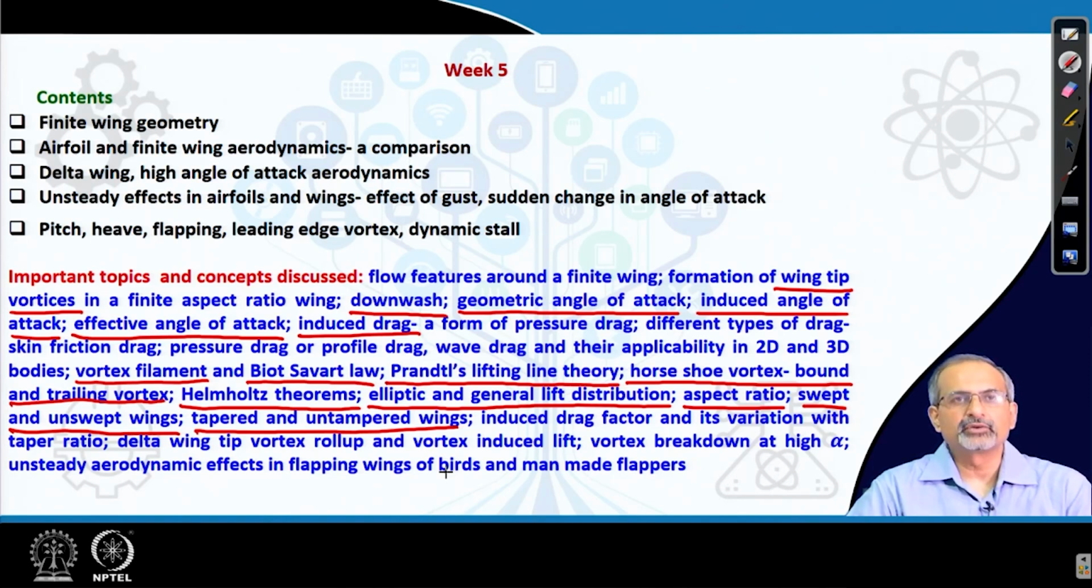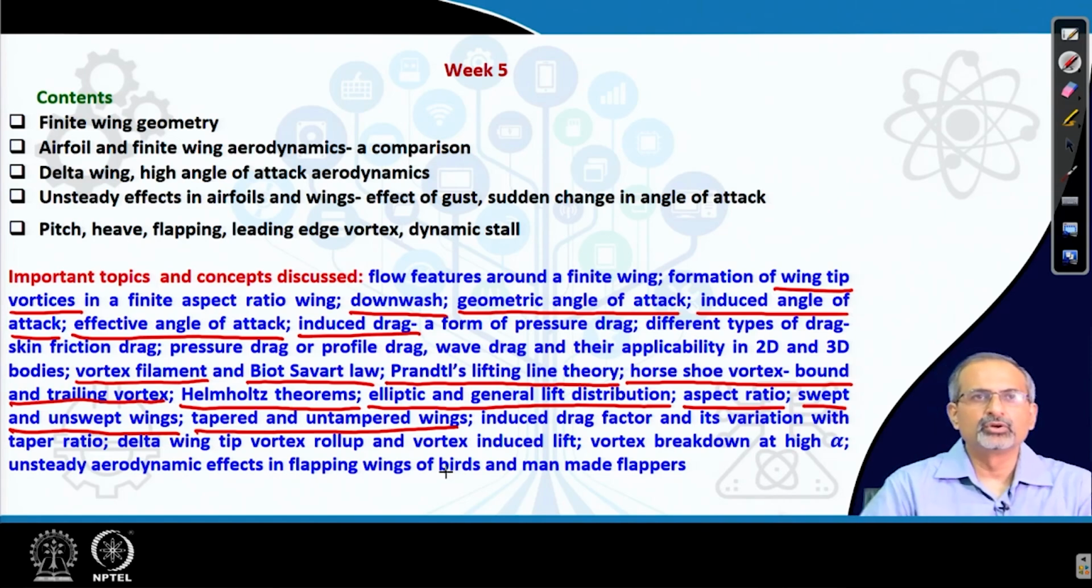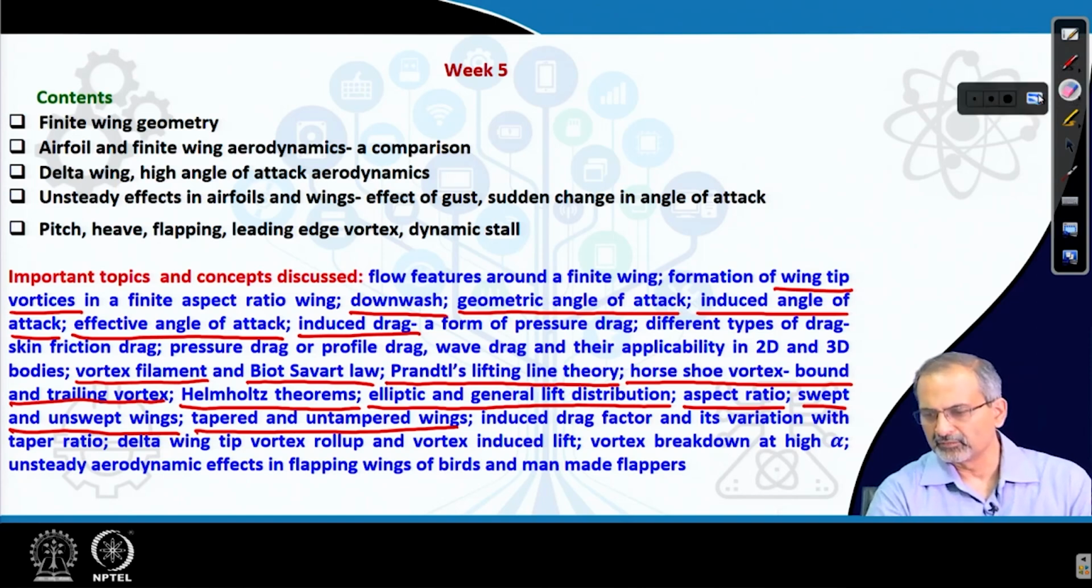Next, we moved on to delta wings, and we looked at the tip vortex roll up and vortex induced lift, which keeps it aerodynamically efficient up to very large angles of attack compared to airfoil aerodynamics. Then how vortex breakdown occurs at high angle of attack and leads to reduction of lift and increase in stall over the delta wing. But we saw that the stalling is rather smooth, it is not a very abrupt stall that occurs. Then we looked briefly at unsteady aerodynamic effects in flapping wings of birds and man-made flappers. This is what we covered in week number 5.